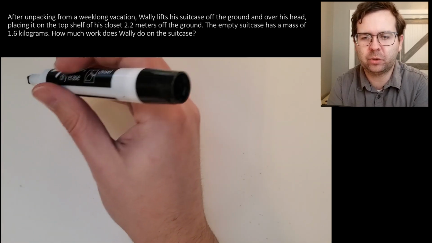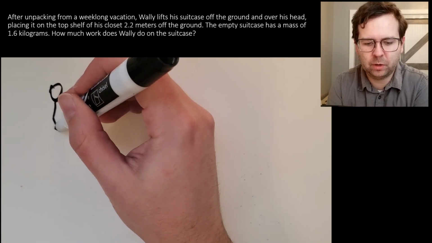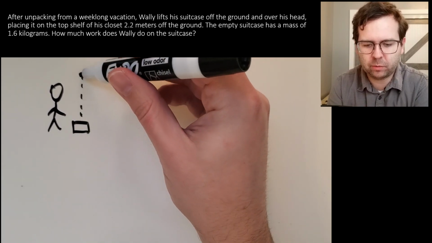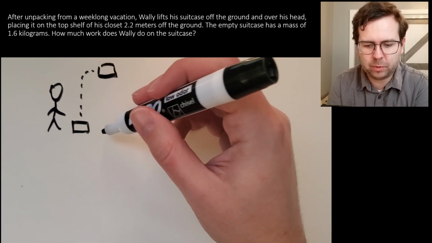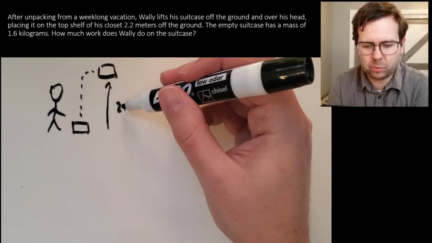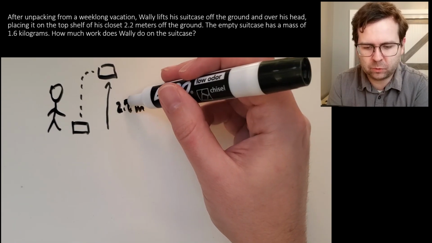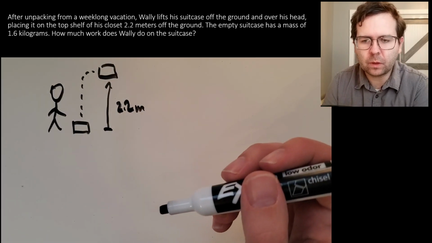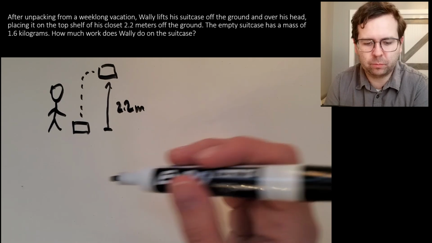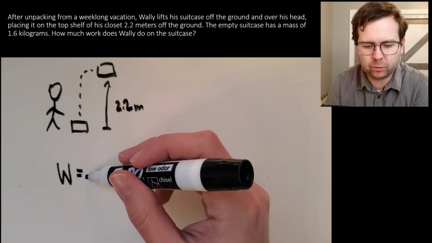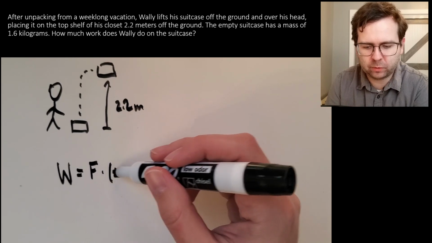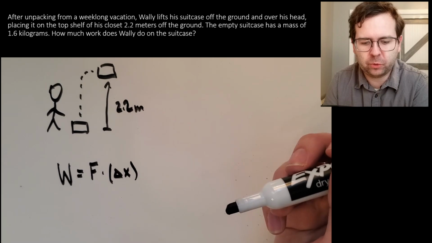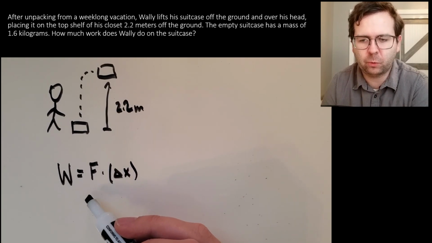So I'm going to start by drawing a picture of the situation, just a basic picture. So I've got Wally right here, and I've got a suitcase, and he lifts his suitcase off the ground and over his head up here, and that goes a distance of 2.2 meters. Okay, so that's helpful information to know. All right, we want to know how much work does he do? And so if you remember, work is force times distance. So we already know the distance is 2.2 meters, so we can check that off. We just need to find the force.